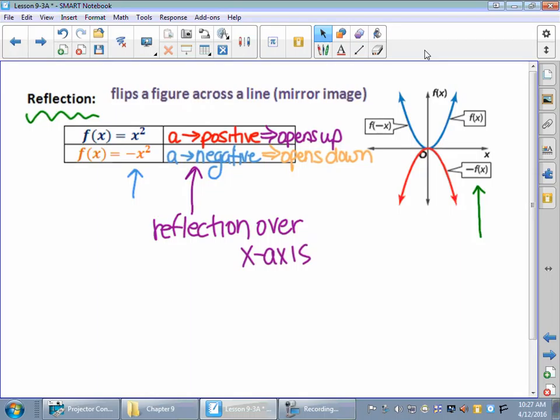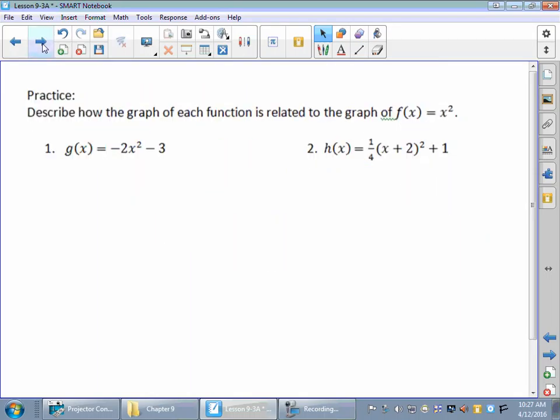All right, so let's talk about a couple examples here. Let's do a couple. Describe how the graph of each function is related to the graph of f of x equals x squared. Remember, f of x equals x squared is our parent graph. So how does that compare? So for the first one, g of x equals -2x squared minus 3.